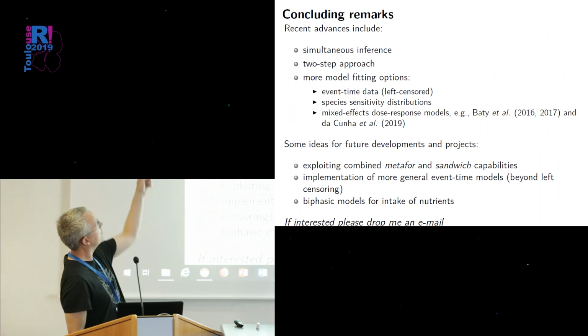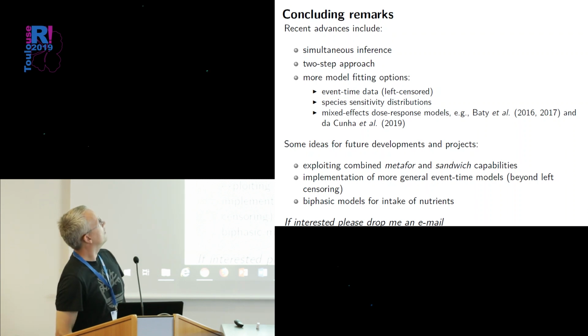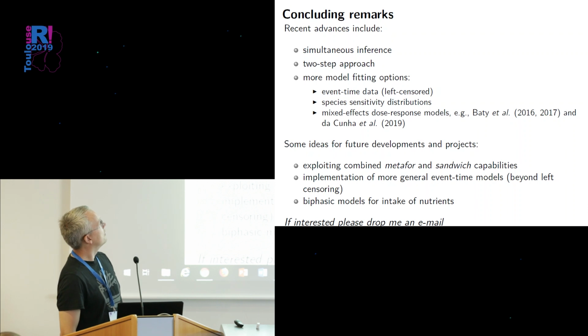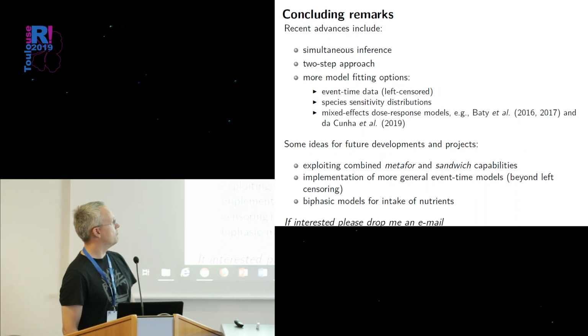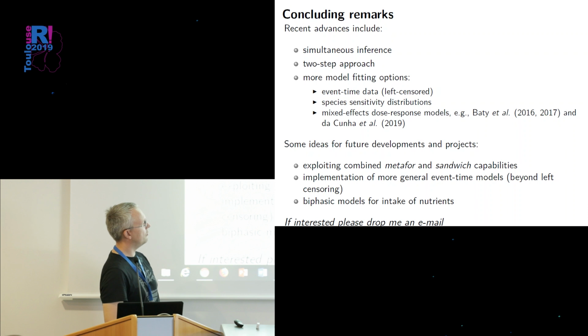Concluding remarks: I think you've seen simultaneous inference, because I linked to multcomp, sandwich, the two-step approach using the metafor package, and multiple other types of models and distributions that can be fitted. I've provided a few examples, recent papers where it was used. For the future, exploiting that, perhaps we could even combine metafor and sandwich. I think that would be very interesting.